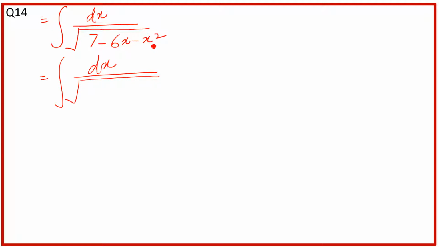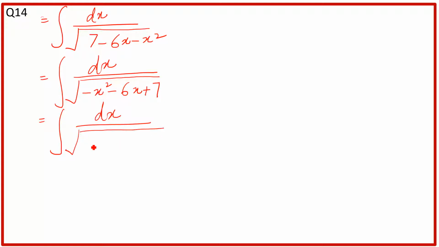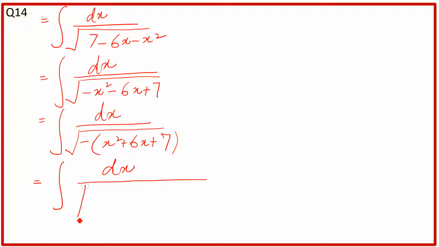In polynomials, I told you always you have to arrange according to the terms or degrees. So x square will come first, then minus 6x, plus the constant term. Then one more step: we will take this minus as a common factor in order to make the first term positive. So it will be negative of x square plus 6x plus 7. Now we will make the perfect square of this. So in the numerator we have dx divided by the square root of negative.